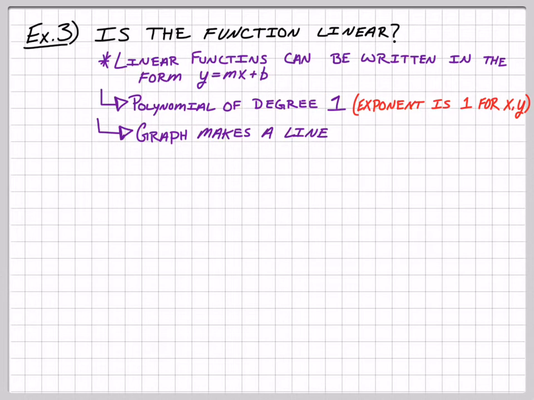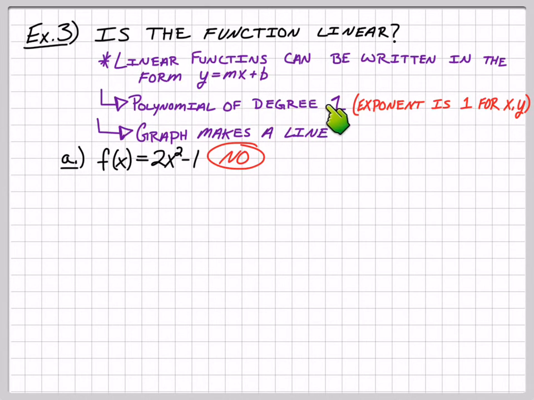Okay, so let's take a look at a few of these. Part A, here's a function, f of x equals 2x squared minus 1. Is it linear? And right away, I hope it jumps off the page and you say no. I mean, obviously it breaks the rule of being degree 1. This is degree 2, right? The x is actually squared. So this isn't a linear function at all. In fact, this is a quadratic function. So part A, that's a big no.